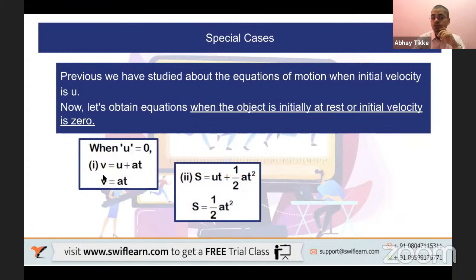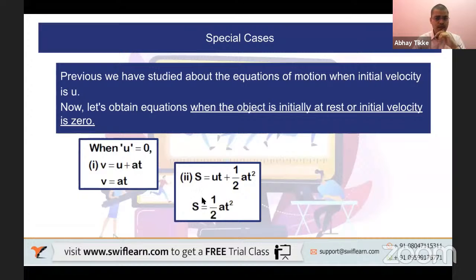So when U is equal to zero, तो क्या आएगा equation बोलो? V equal to U plus AT. इसमें U equal to zero डालेंगे तो क्या आएगा? V equal to AT. Simple. That's another formula. We can write it. A is equal to V by T, right? That's a formula for acceleration, right?